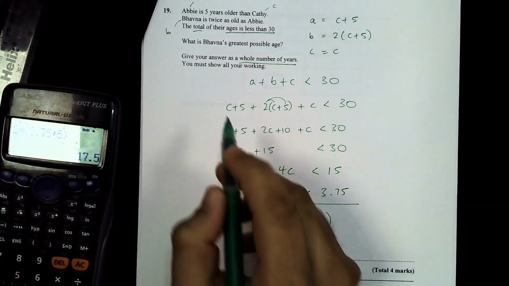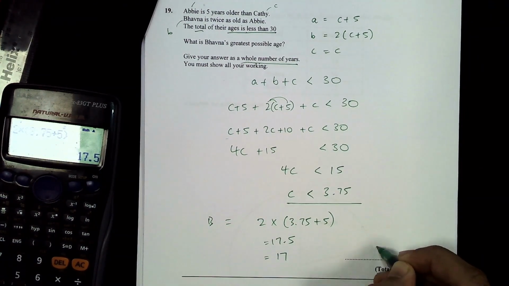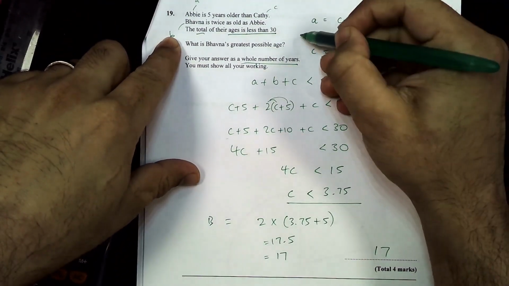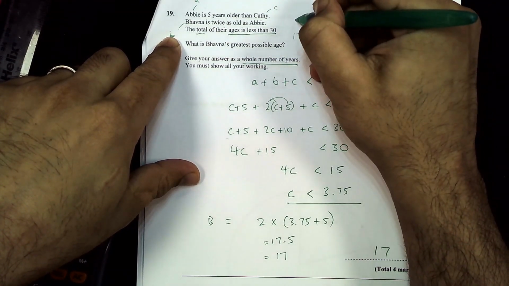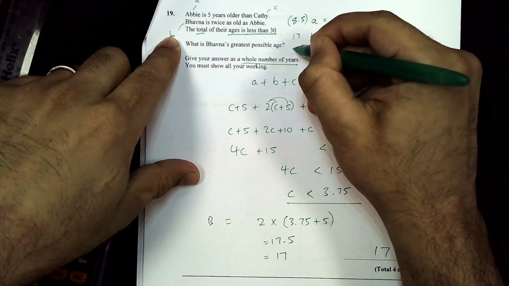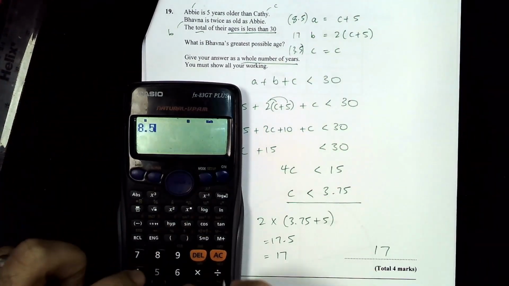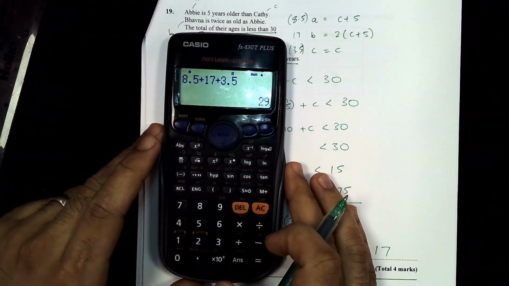What you actually have to do in this case, because it's an inequality and it asks for a whole number, is round this down and say the oldest that she could be is 17. You can test that if you want to, so let's test it. If Bhavna is 17, that would make Abby half of 17, which is 8.5, and that would make Kathy 5 years less than that, which is 3.5. And if I add these three together, 8.5 plus 17 plus 3.5, my answer is 29, which is less than 30.